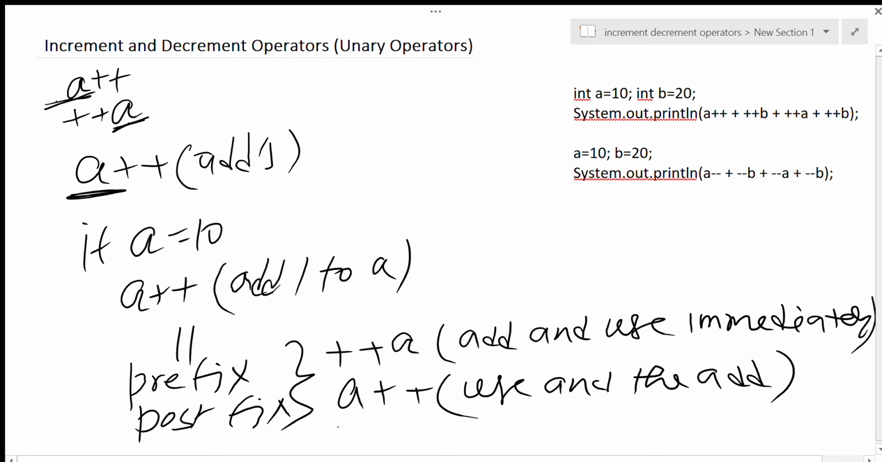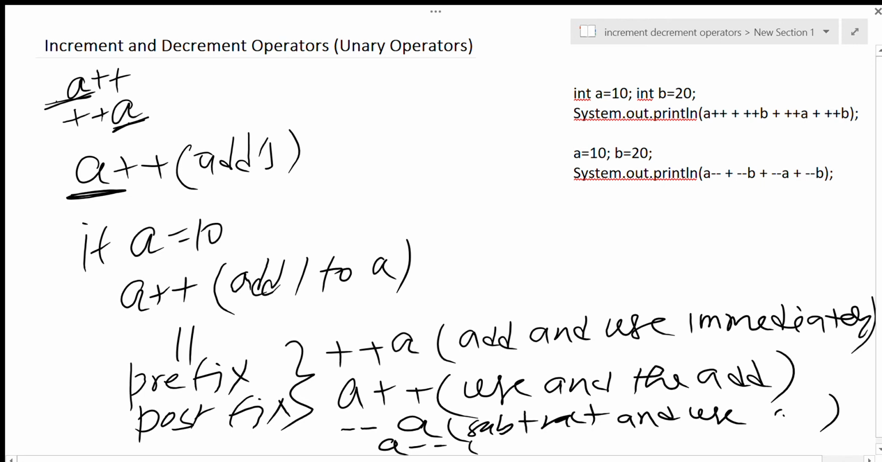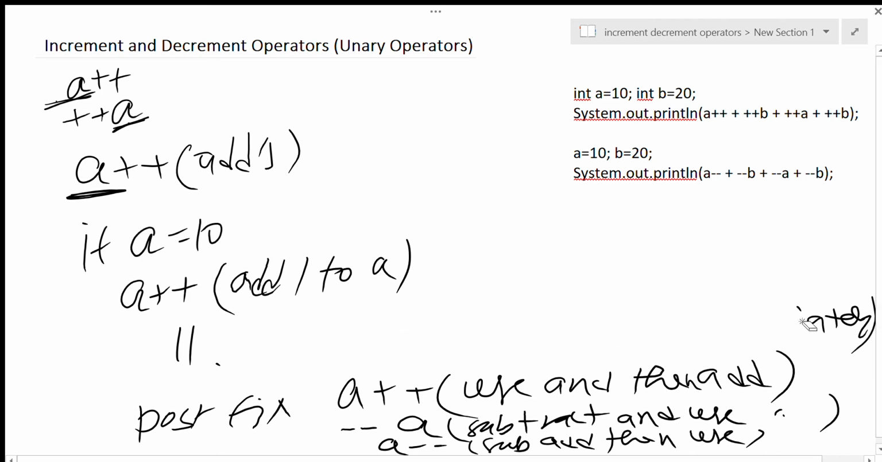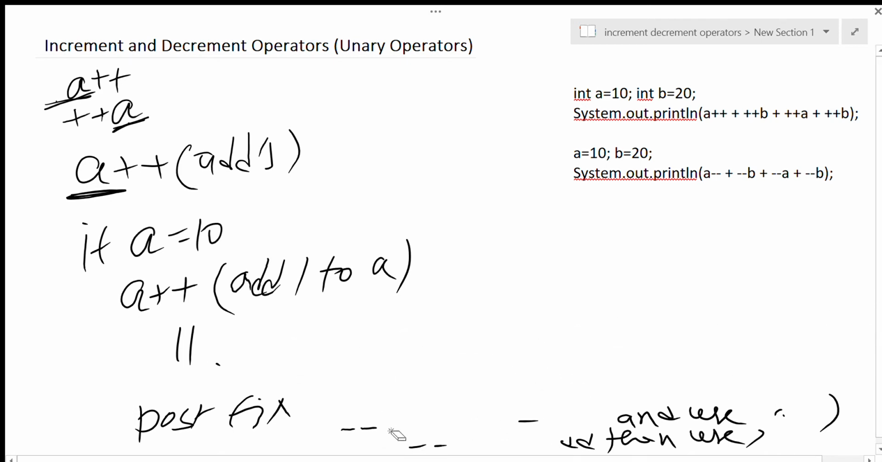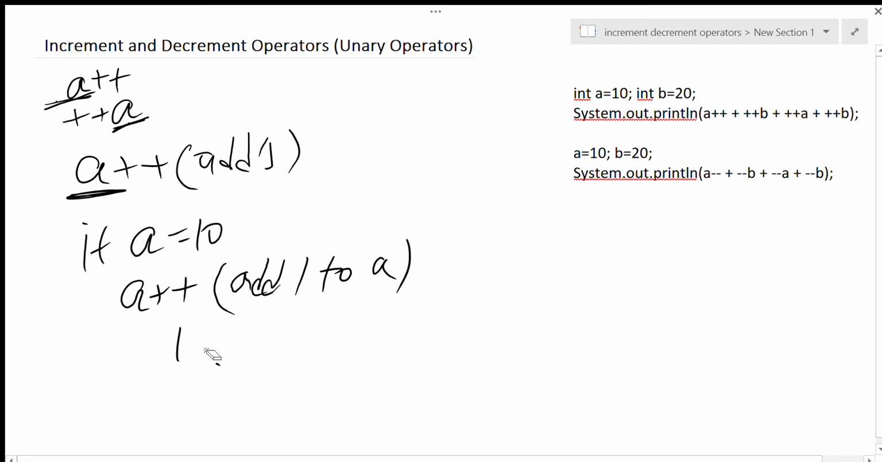The same thing with minus minus a: subtract and use immediately, and with a minus minus: use and then subtract. It's a little tricky, like I told you, so I will explain the use of it now. So that's how it is: add and use, then use and then add. Let's discuss it now.